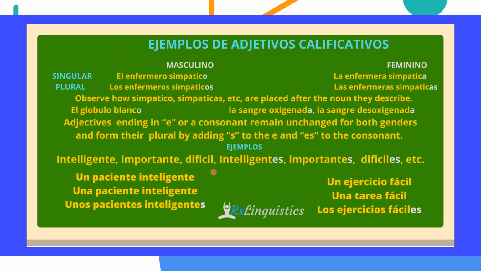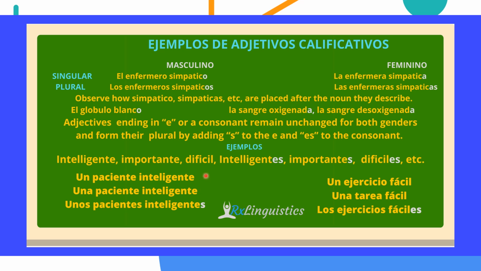But when an adjective ends in a consonant, like difícil or fácil, they remain the same whether they are masculine or feminine. Okay, they remain the same at the singular level. When it's one item, one entity, there is no difference whether it's masculine or feminine. There's no modification.